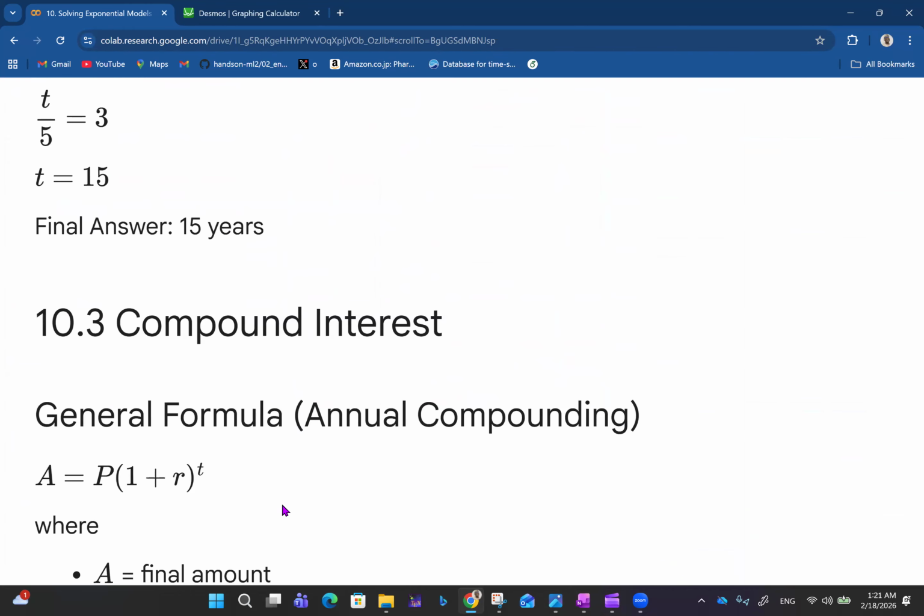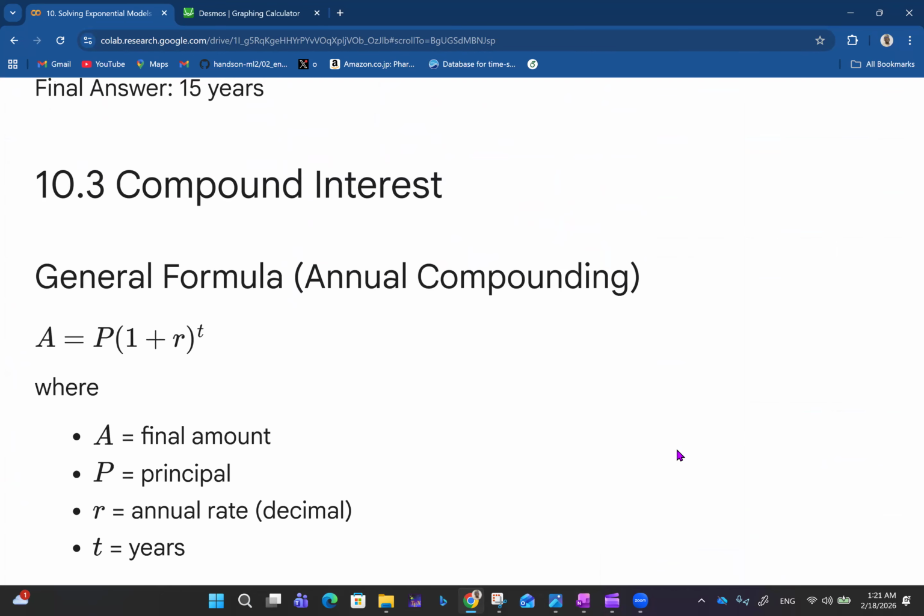Apart from that, we also have the idea of compound interest. You can see compound interest is basically the same thing as the growth and decay model, except that here we just call it compound interest. The initial amount is what we call principal. That's the amount you're investing. Then A is whatever you want to get at a given time.